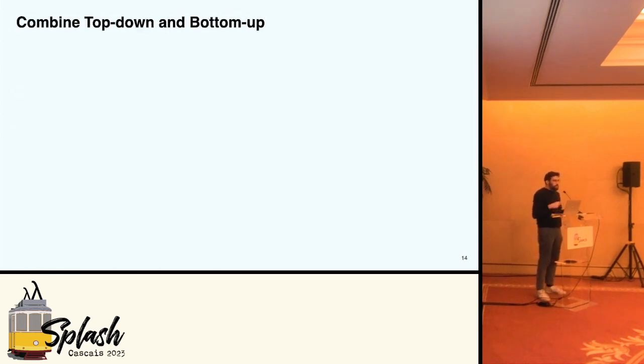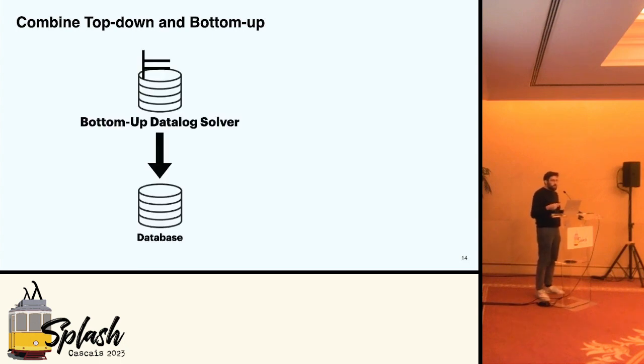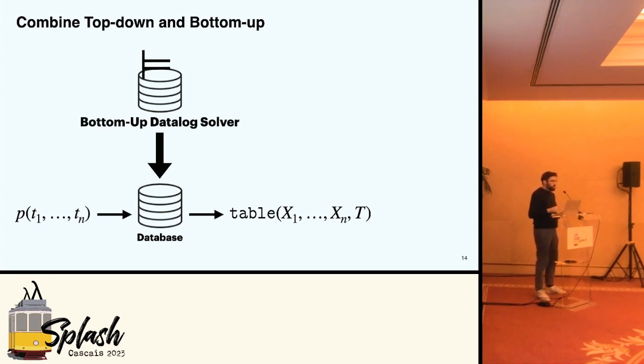To address this problem, we want to combine top-down evaluated Datalog with bottom-up. We use a bottom-up Datalog solver to derive a bottom-up database, and we use this database to inform the top-down stepping semantics whenever we want to step over a call. All the technical details of how we do that are described in the paper. I'm not going into that.